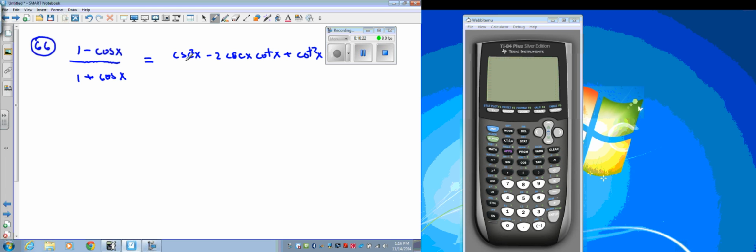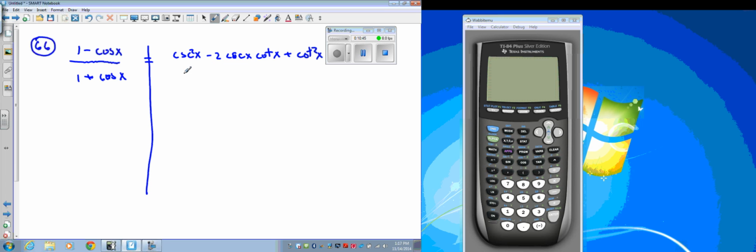You know what this thing looks like to me? This looks to me like cosecant minus cotangent, the quantity squared. The first term is squared, the trailing term is squared, so this is cosecant, cotangent, and in the middle is 2 times the product of the two. You see that on that identity sheet?